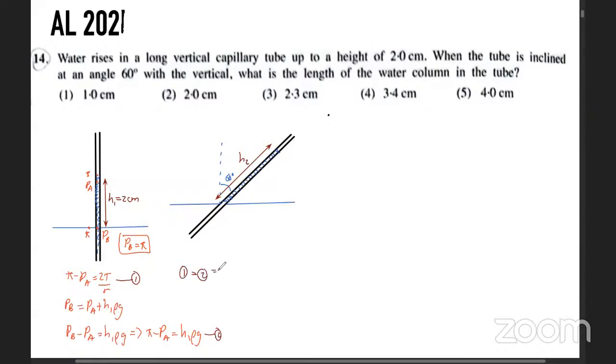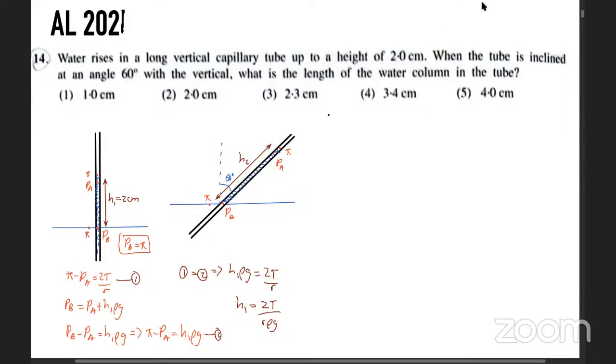we'll be getting h1 rho g equals 2T over R. So what I'm trying to say is this h1 is created due to that pressure difference, 2T over R, and rho g. This h1 is created due to all this pressure. So here nothing changes. Now if you take this point, it's pi. Here the pressure is pi. Here this pressure is like PB, and here the pressure is pi once again. And inside we can take the pressure as PA. It's the same thing.